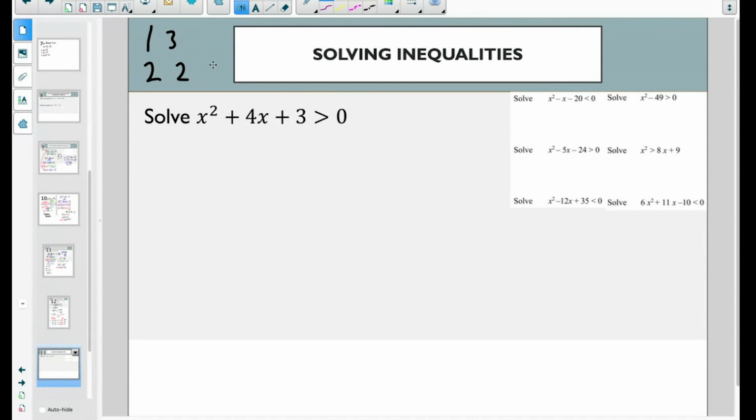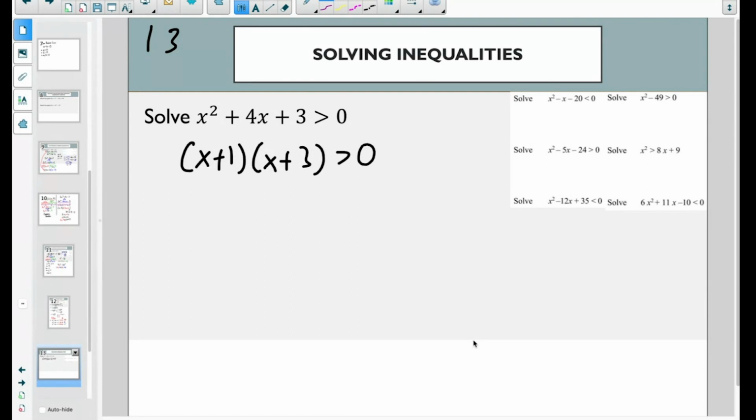So we only have two combinations. The only one that works out in this case is, oops, sorry, 2 times 2 doesn't multiply to 3. My goodness. We only have the one combination that works out for us, so it's going to be 1 and 3. And we can factorize this and say that we have x plus 1 and x plus 3 is greater than 0.